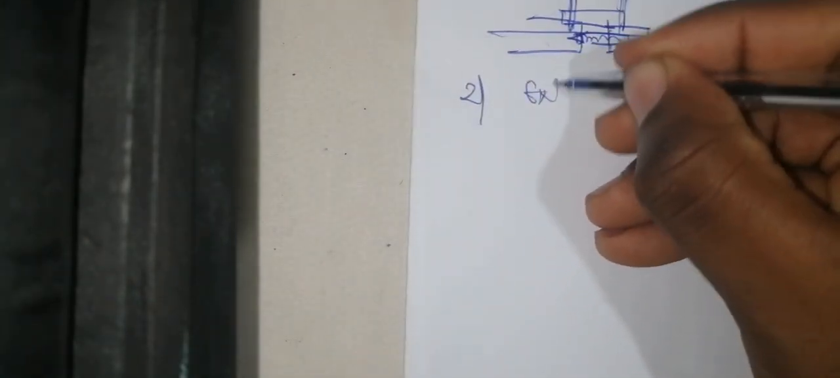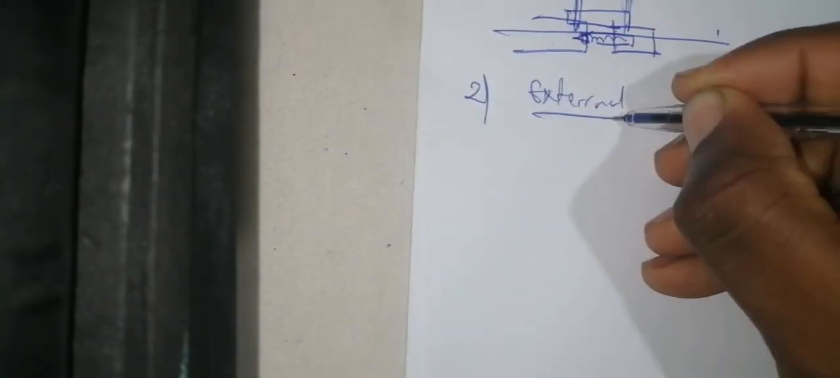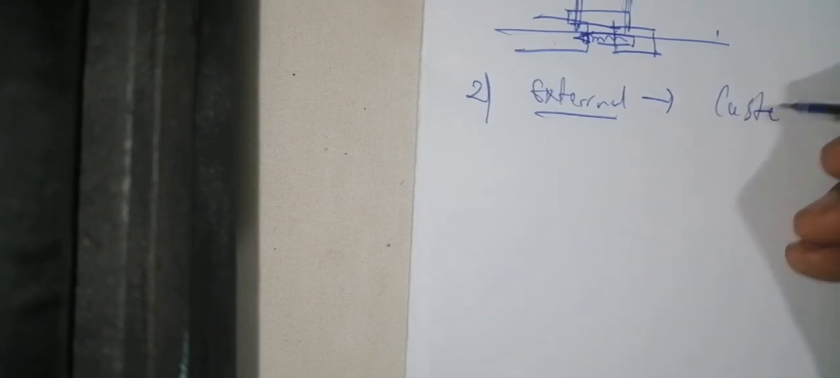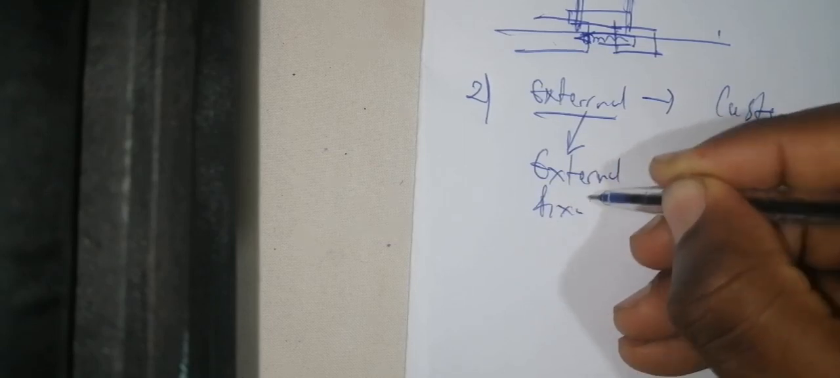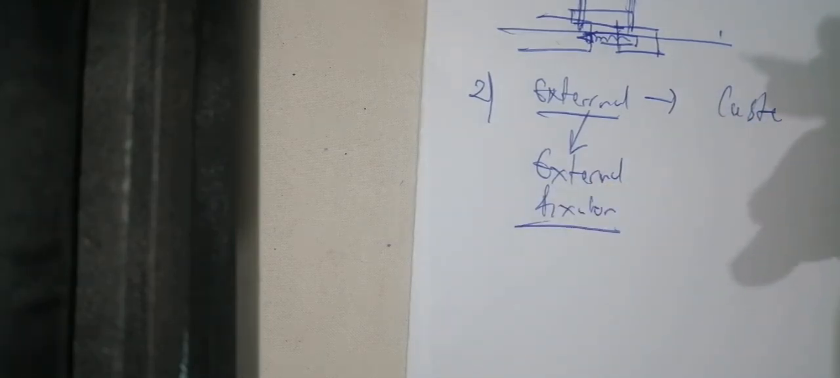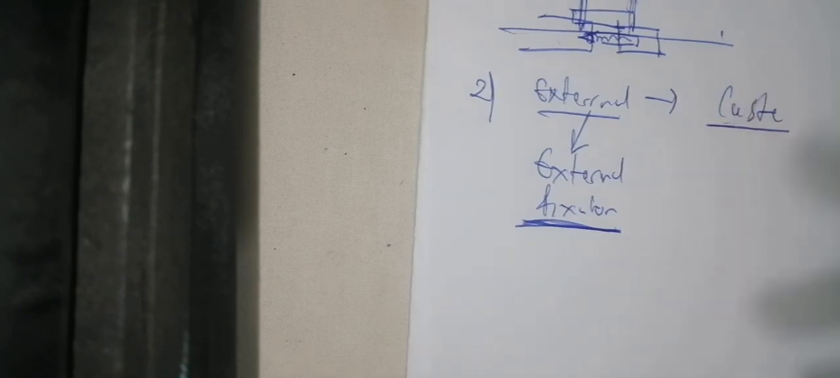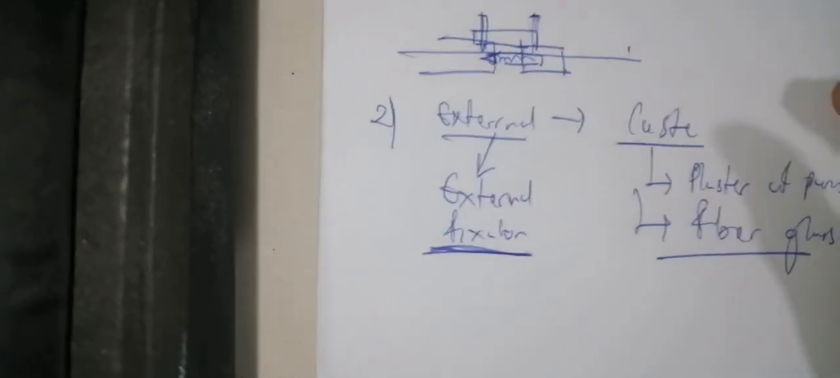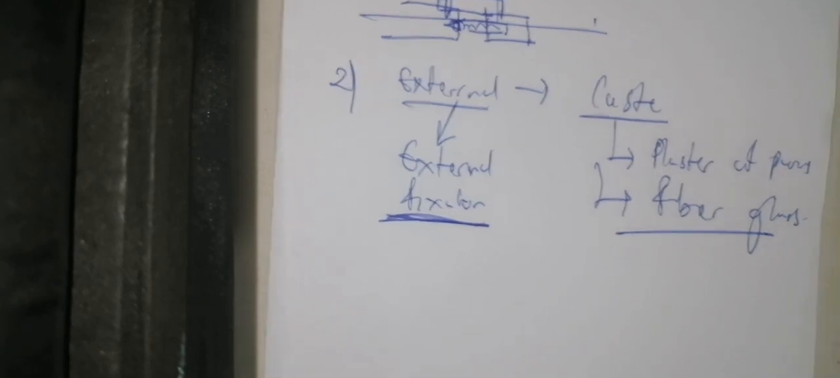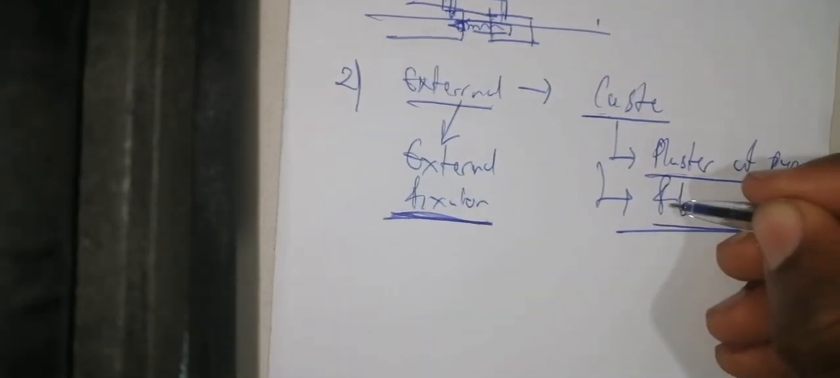External restriction can involve two things: either a cast or an external fixator. Is it clear? An external fixator is placed during surgery, and a cast is placed after a closed reduction. A cast consists of two things: plaster of Paris and fiber glass. Is it clear?